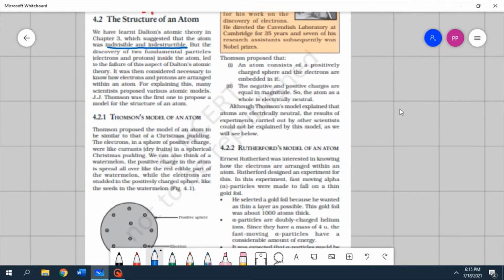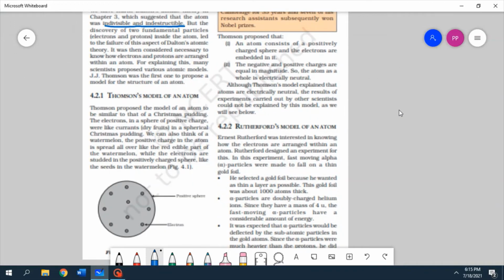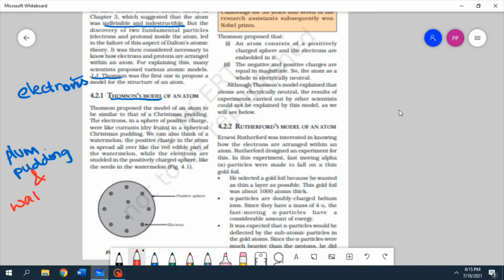There were many atomic models, and first we're going to look at Thomson's atomic model. J.J. Thomson, if you remember, was the person who discovered electrons, and he put forward a model for an atom. He proposed the model of an atom to be similar to that of a Christmas pudding. We also call this the plum pudding model, and I believe we also call it the watermelon model.